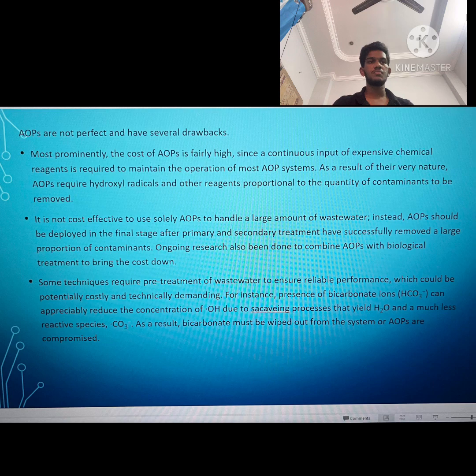Instead, AOPs should be deployed in the final stage after primary and secondary treatment have successfully removed a large proportion of contaminants. Ongoing research is also being done to combine AOPs with biological treatment to bring the cost down. Some techniques require pre-treatment of water wash to acquire reliable performance, which could potentially be technically demanding. For instance, the presence of bicarbonate ions can appreciably reduce the concentration of OH.